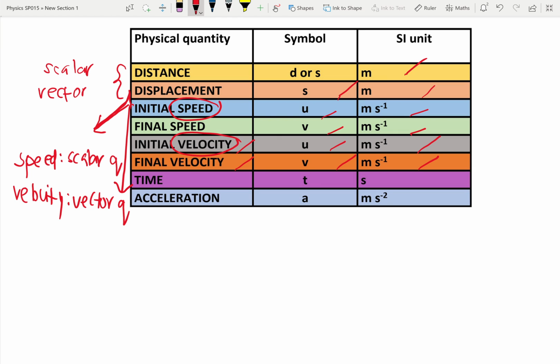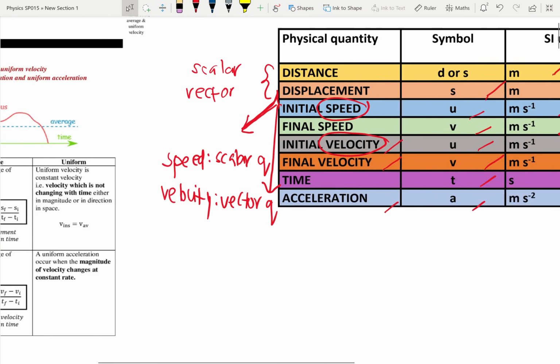Alright. And then time. The symbol for time is small letter t and the SI unit is second, s. And then the last one is acceleration. The symbol for acceleration is a and the SI unit is meter per second squared.